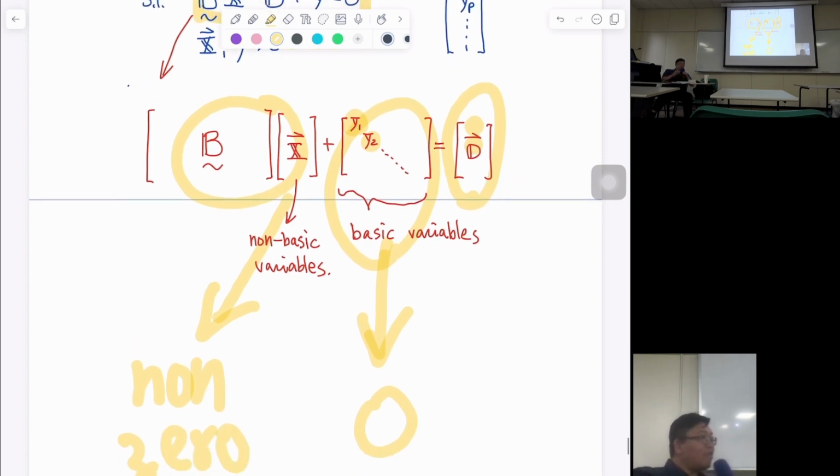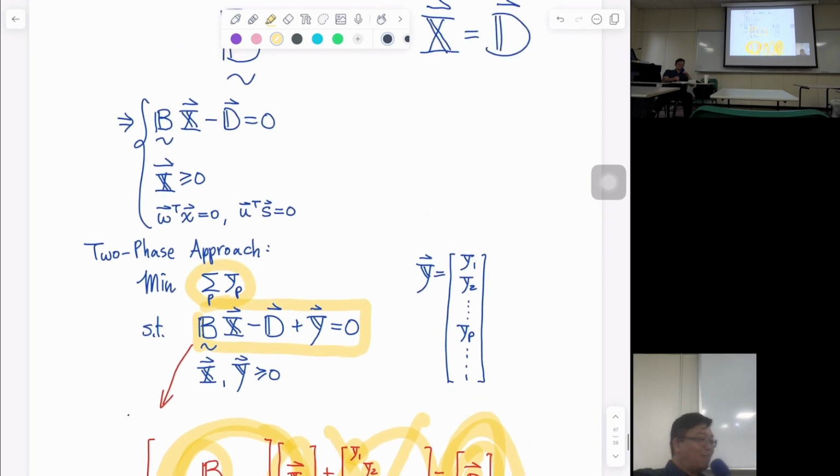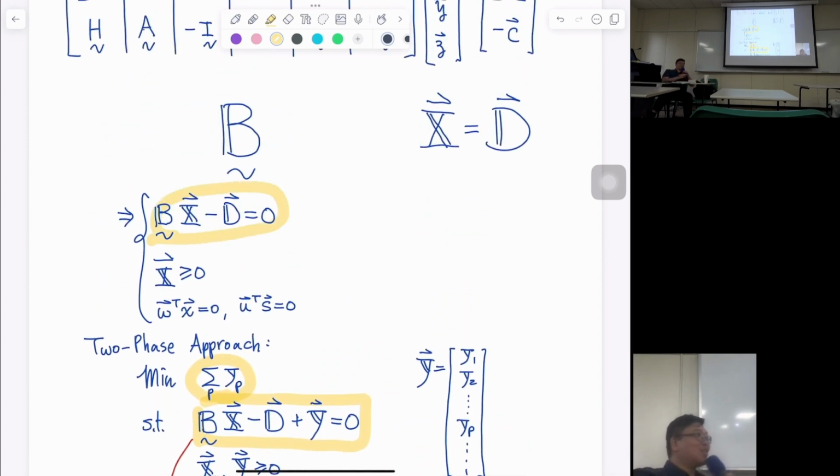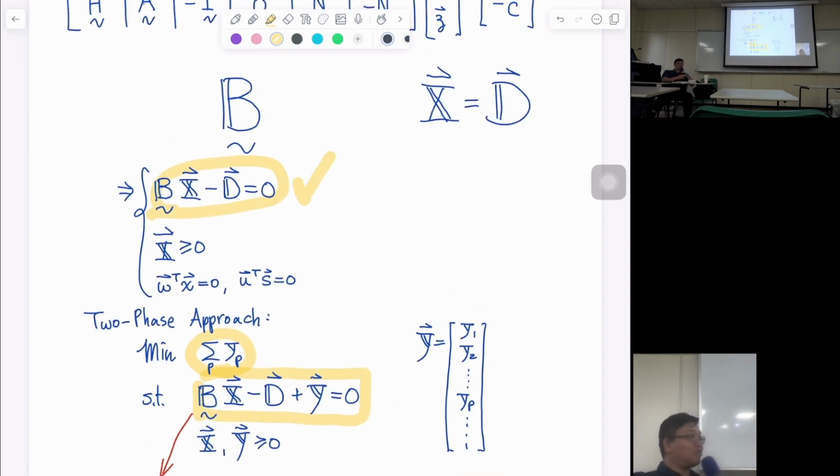So what does that mean? You will end up with some solution at the end that satisfies this whole thing equals the right-hand side, and here is zero. So what does that mean? What you get at the end satisfies Bx equals d. What does it mean that the solution satisfies Bx equals d? That means you satisfy this. So you just satisfy the KKT condition. So with this additional phase, it's an approach that helps you to find the solution that is satisfying the equality condition in phase one. And that's what you want. You want some solution that is satisfying the KKT condition. That's how you solve it.